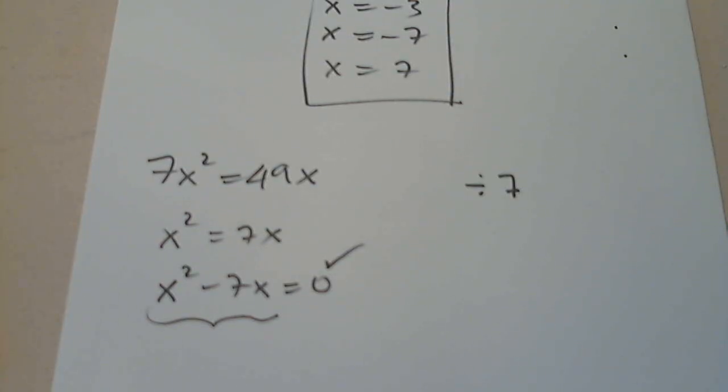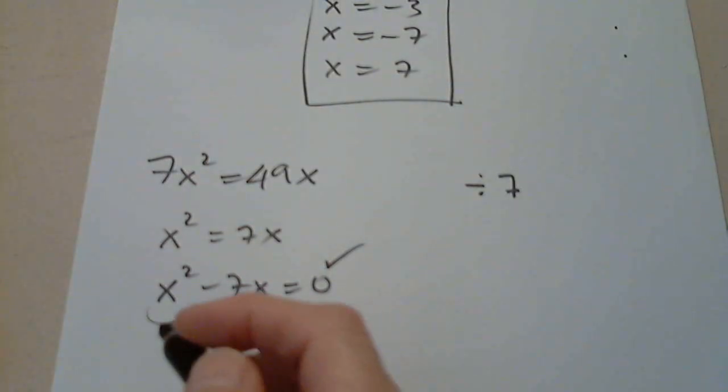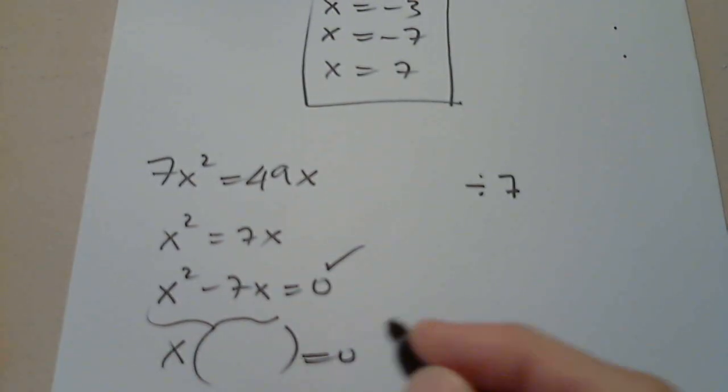How do we change the left-hand side into a product? What do we need to do, please? The strategy tells us what to do step by step. Take out x. Indeed, that's the greatest common factor. Very good. What is left in parentheses?